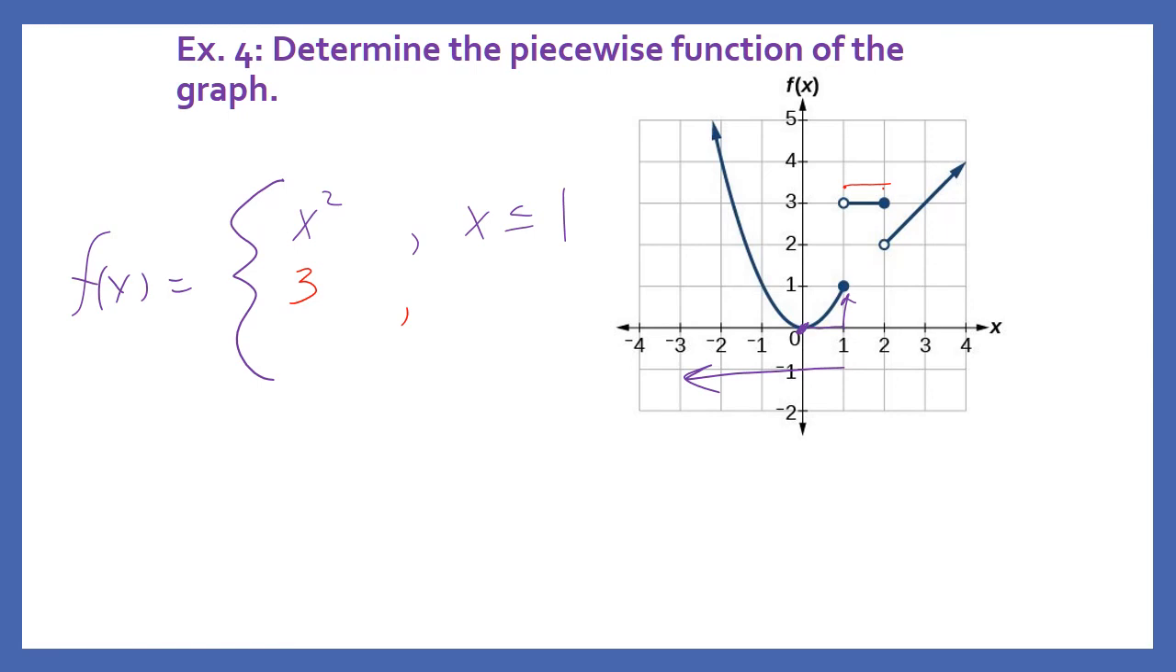Does not include 1, so 1 is less than, not equal to, because it's an open dot, x. Now it's a closed dot at 2, less than or equal to 2. And that takes care of our second piece.